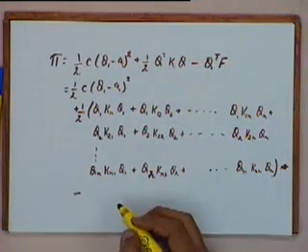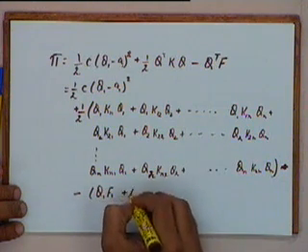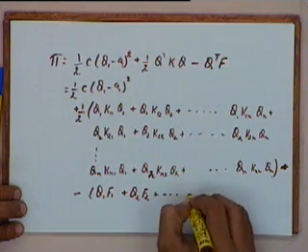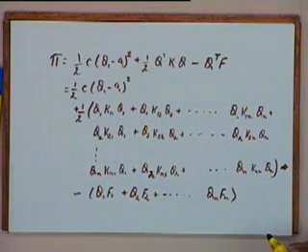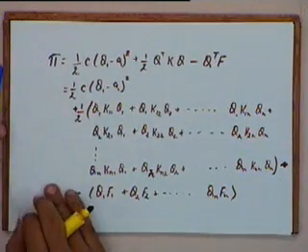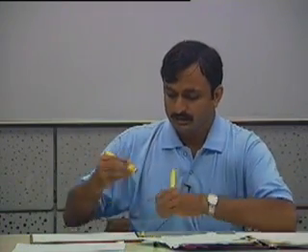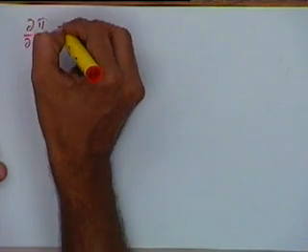minus q transpose times f, which will give me q1 f1 plus q2 f2. So this is the expression we have for the potential energy. If I take this expression and again apply the constraint that del pi by del qi is equal to 0.